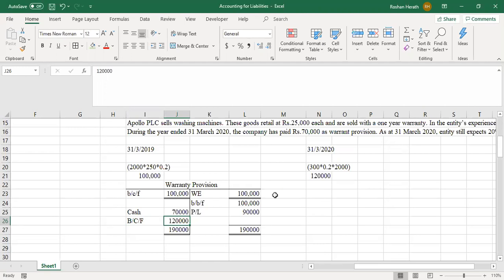When a warranty is set for the first time, how do we take it? You debit the expense and you credit the warranty provision. Take it as the balance carried forward. Then in the next year from this provision you may incur some expenses.